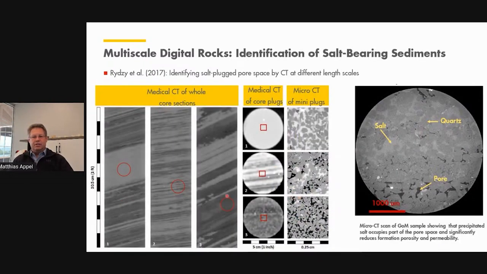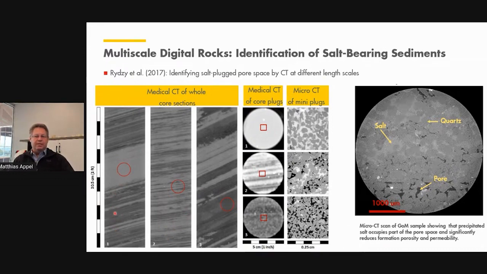Maybe closer to an application, and that is my final example here, is an indication of multiscale imaging for the identification of salt-bearing sediments. We have done that in the Gulf of Mexico. There are some formations where the brine is immensely saline, 400,000 ppm at reservoir condition. You can't even recreate that brine in the lab. And so the rock, in many cases, shows really almost like shiny, silvery because of the salt. When you take a medical CT image, it looks like that, right?